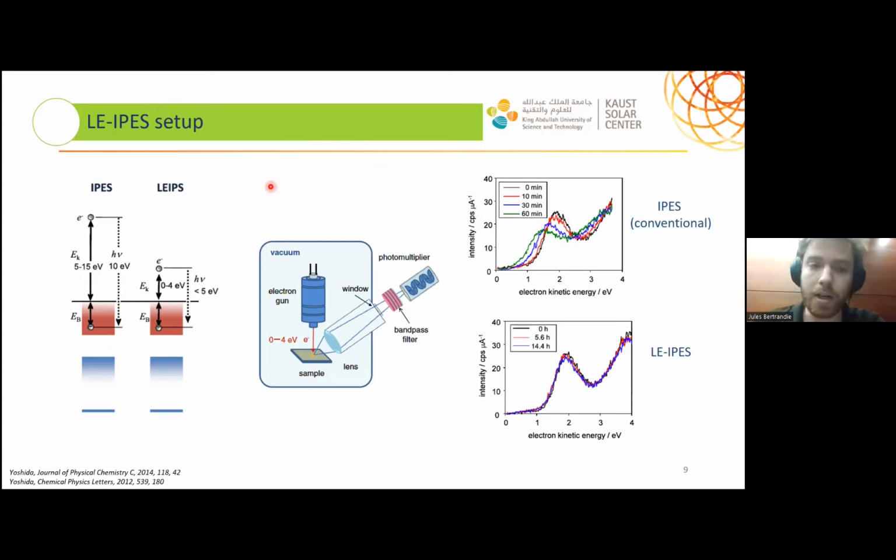However, with the low energy IPES, you can see that even after hours, we see almost no change in the peak. So we have the chance to use the low energy IPES here, and we use this method to directly measure the electron affinity of our organic material. Also, it's good to know that with the low energy IPES, we have a better accuracy than the IPES. With the IPES, we can have an accuracy of 0.35 eV. With the low energy one, we have an accuracy of around 0.1 eV.